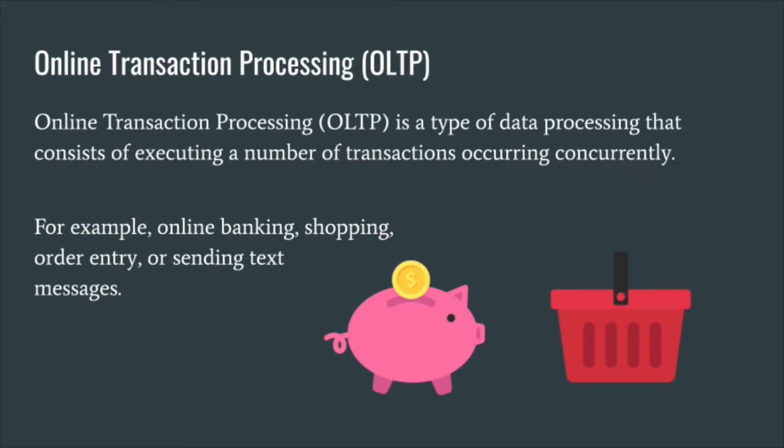Online transaction processing is a type of data processing that consists of executing a number of transactions occurring concurrently. For example, online banking, shopping, order entry, or sending text messages.